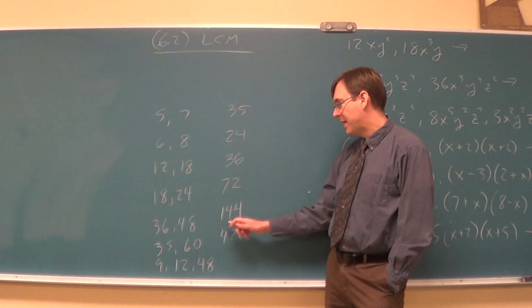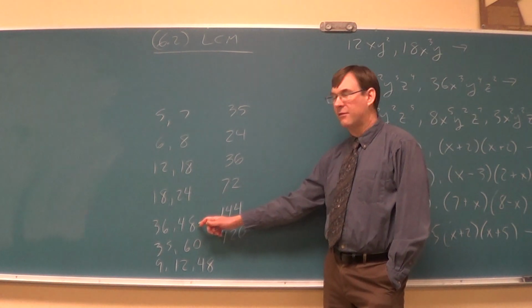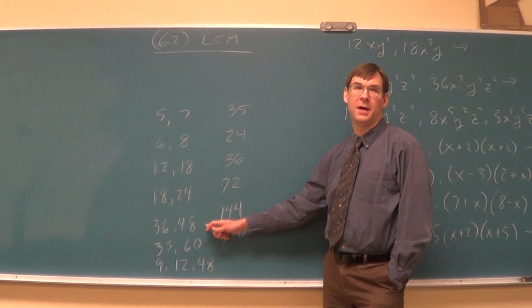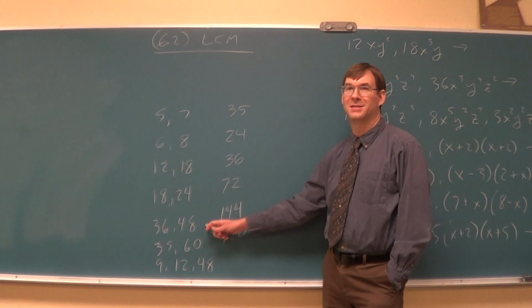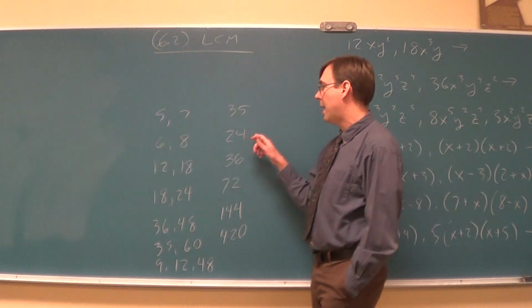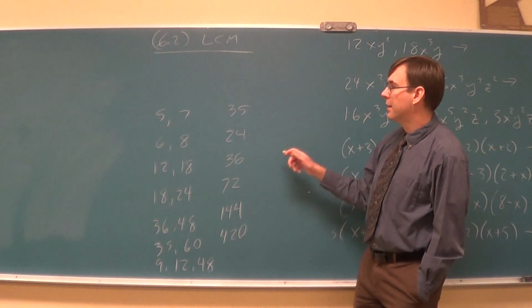So Aubrey spotted my trick. On this, after I did 36 times 48, why did I divide by 12? It's the GCF. So another scheme you could use is just multiply the numbers, but then divide by the GCF.